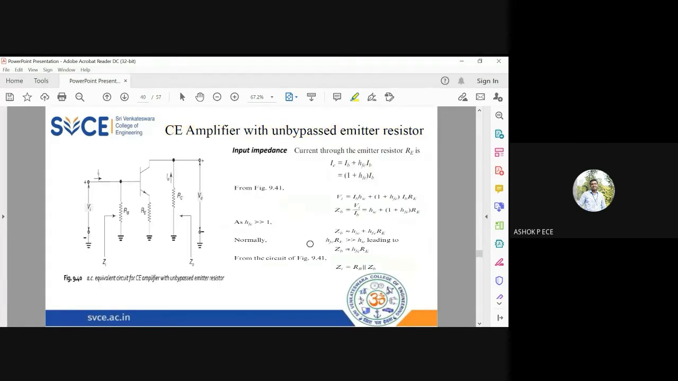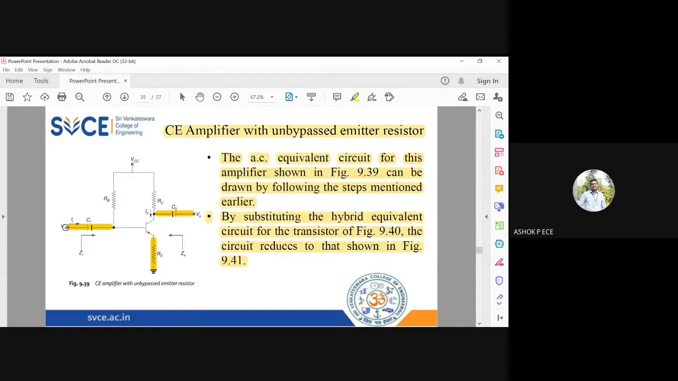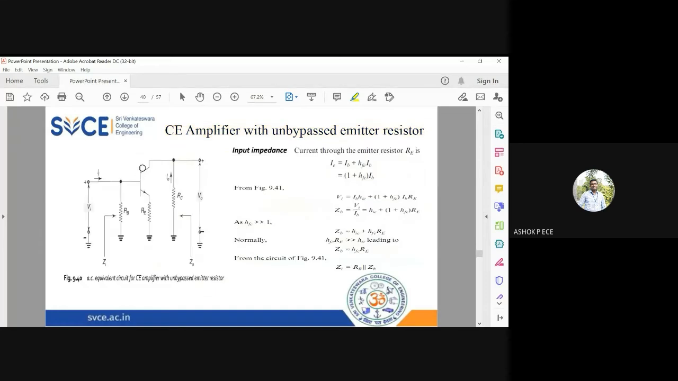Now we have drawn the AC equivalent circuit. AC equivalent circuit means you have to short circuit all the capacitors and voltage sources. So the capacitors C1, C2 will be shorted. The voltage source will be connected to ground. Okay, VCC will be connected to ground. So in the diagram you see, this is our transistor and RE is connected to ground.